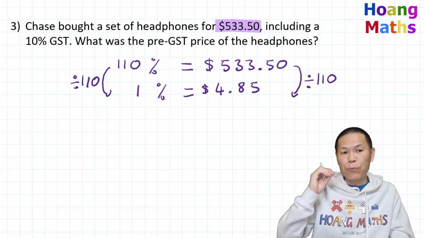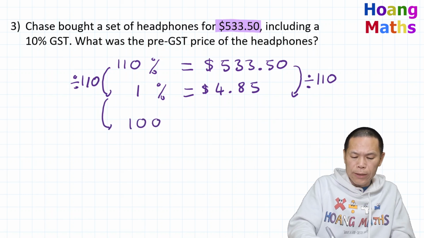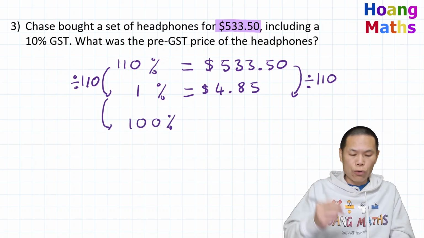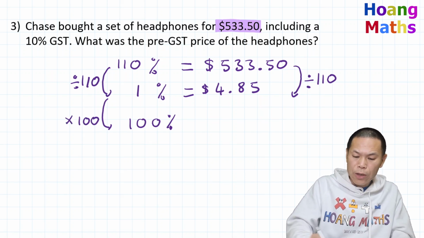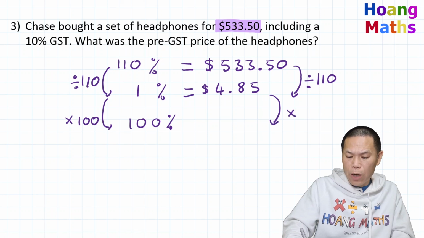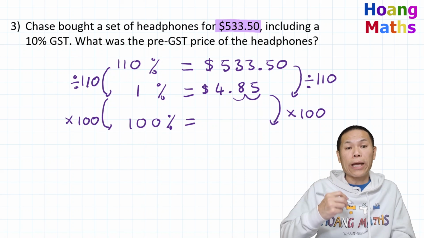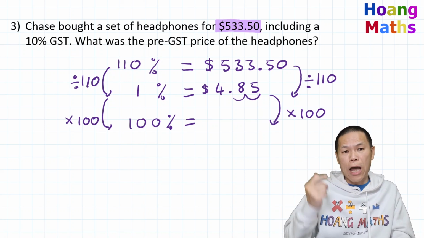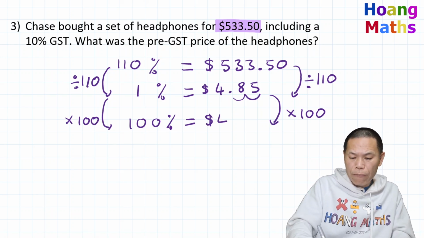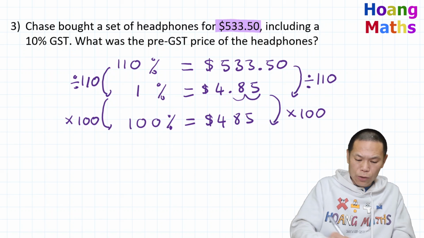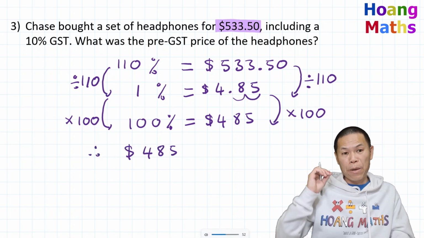So we just need to scale up to 100%. From here to here, we want to work out 100%. That will give us the original price, the price before tax. So we times 100, and times this by 100 as well. So I just move the decimal 1, 2. Or you can just put on a calculator 4.85 times 100, and it should give you 485. So 485 is the price before GST.